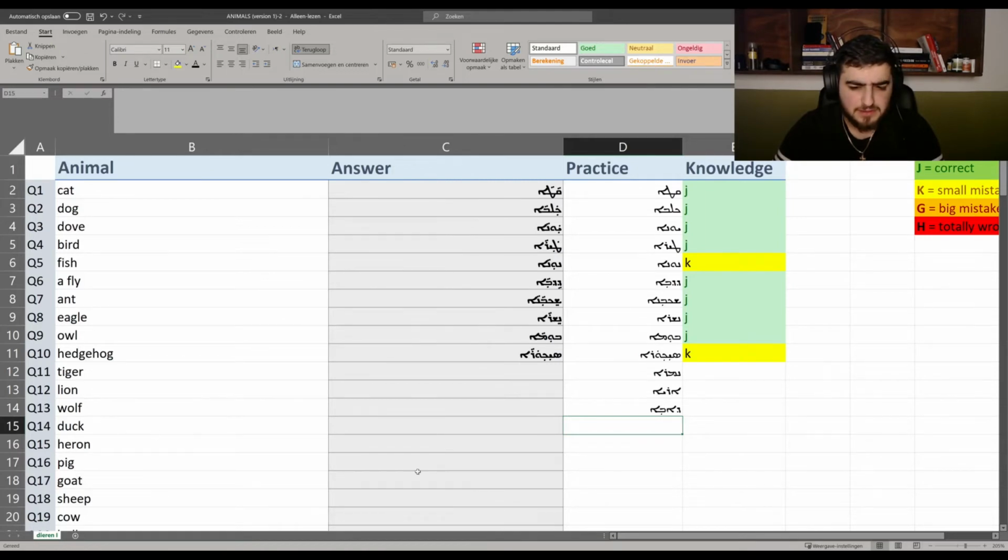A duck. I think it's batta. Should be batta. A heron or heron. I don't even know how to pronounce that one in English. Heron. I really don't know this one. This one is quite tricky. I think it's Ampa or something like that. Ampa. I'm gonna go for Ampa. I'm not sure about this one, guys.